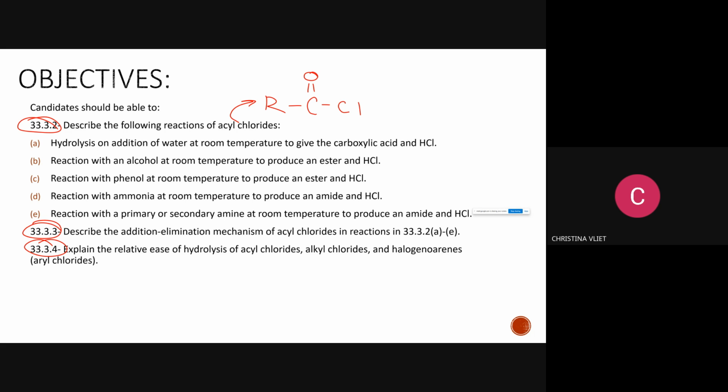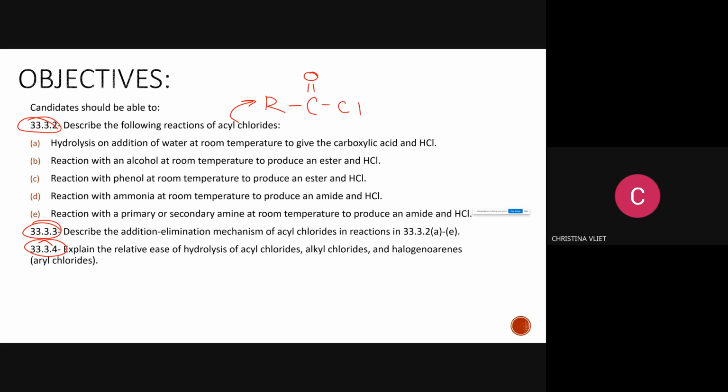All right, so you're also going to get the second mechanism today. How many mechanisms did I tell you there were in this unit? 2. So today's the last one. There's only 2. So you will have seen both of them after today's lesson. And this one's not too crazy either. I'm just telling you this is the one that is less likely to show up, but it has a non-zero chance to show up on the Cambridge exam. And explain the relative ease of hydrolysis of acyl chlorides, alkyl chlorides, and halide rides. So those are our objectives today.